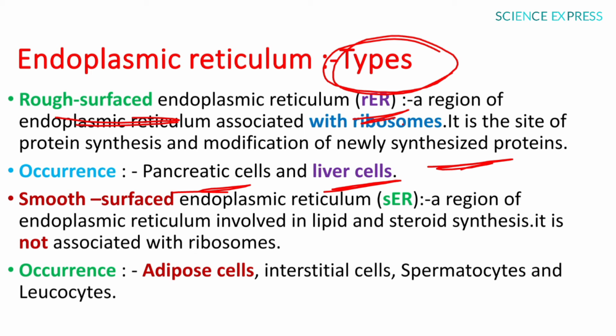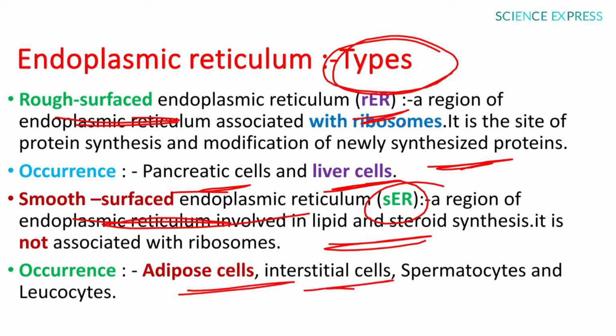Next one, if the ribosome is not present, there is no chance of protein synthesis, and with no ribosome present the surface is smooth, so it is named smooth surfaced endoplasmic reticulum or SER. A region of endoplasmic reticulum involved in lipid or steroid synthesis. Clear? Now, occurrence is in adipose cell, interstitial cell and spermatocytes, also leukocytes. And in case of rough endoplasmic reticulum, occurrence is in pancreatic cell and liver cell.